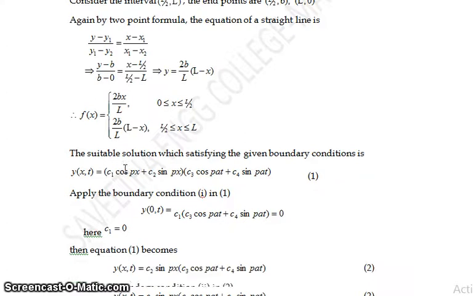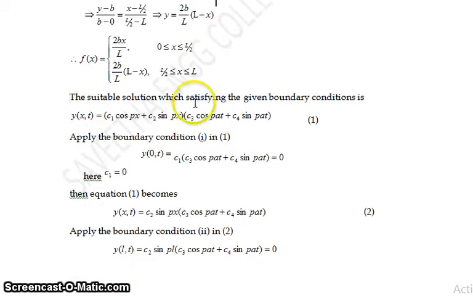First, write the suitable solution for the one dimensional wave equation: y of x comma t equals (c1 cos px plus c2 sin px) into (c3 cos pat plus c4 sin pat). Equation number 1. Substitute condition 1 in 1, put x equal to 0. What is cos 0? That is 1, and sin 0 is 0. So we get c1 times (c3 cos pat plus c4 sin pat) equal to 0.